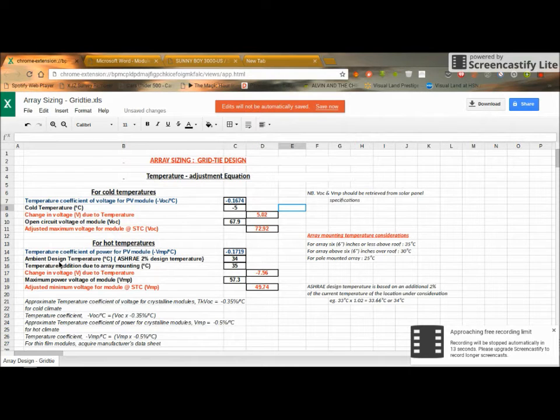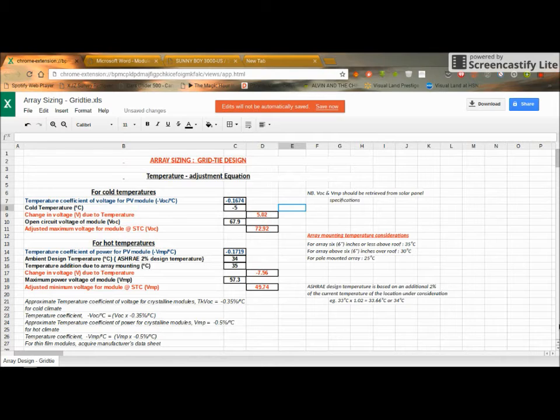Now, our ambient design temperature. Now, ASHRAE gives us a 2% design margin. Now, what is our ASHRAE? ASHRAE, as you note in the notes here, temperature is based on an additional 2% of the current temperature of the location under consideration. In our example here, let's say your temperature rises to 33 degrees.